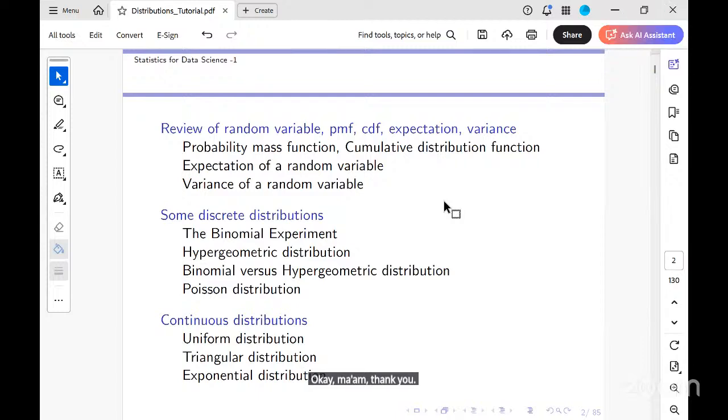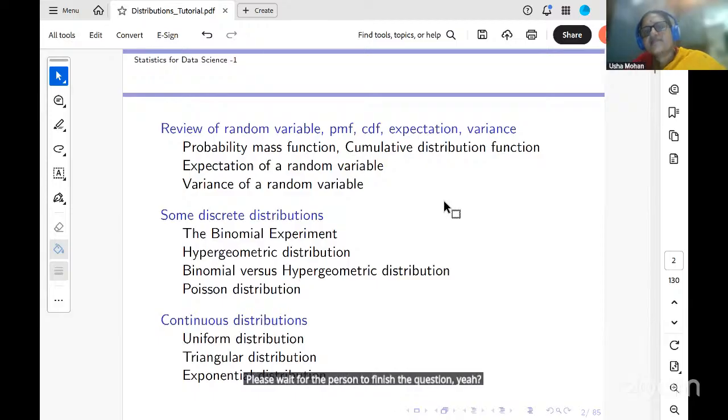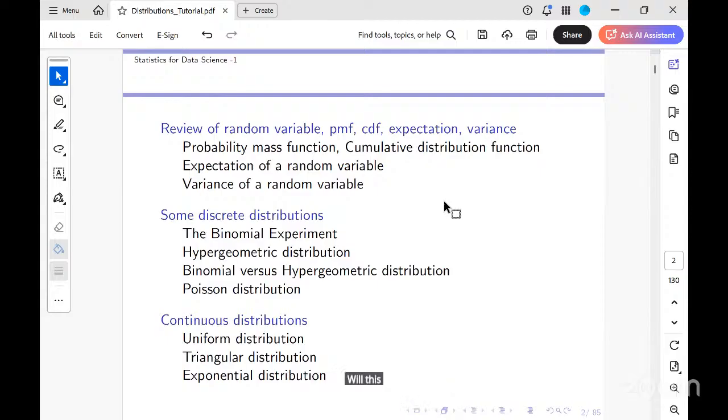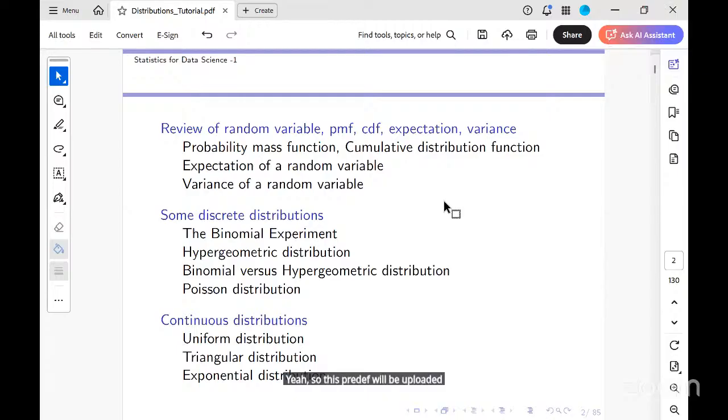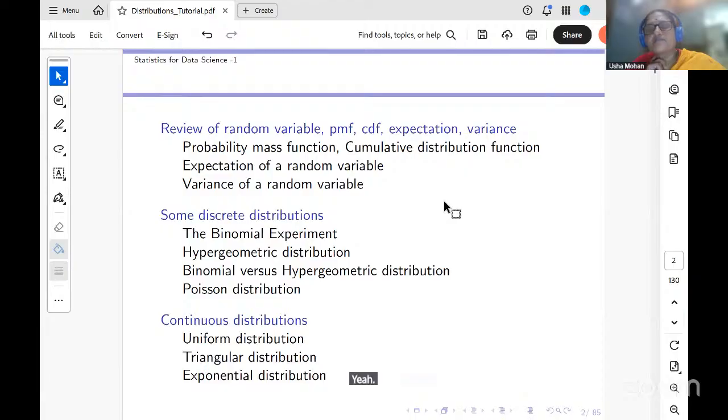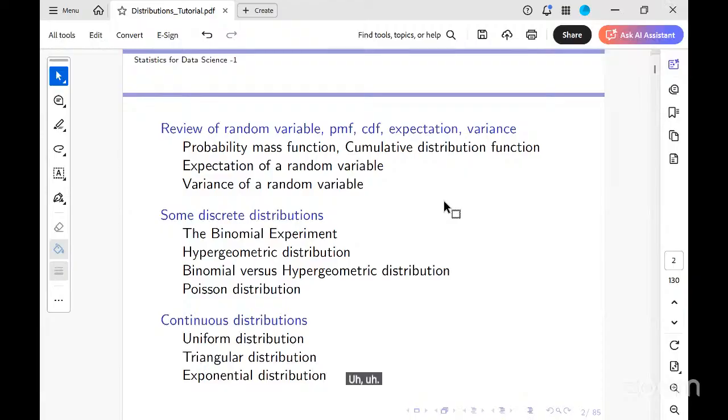Ma'am, will this PDF be shared with us? Yeah, I can share this PDF, not an issue. So this PDF will be uploaded on the portal. So you can access it from there. Where in the portal precisely? Under the supplementary content.